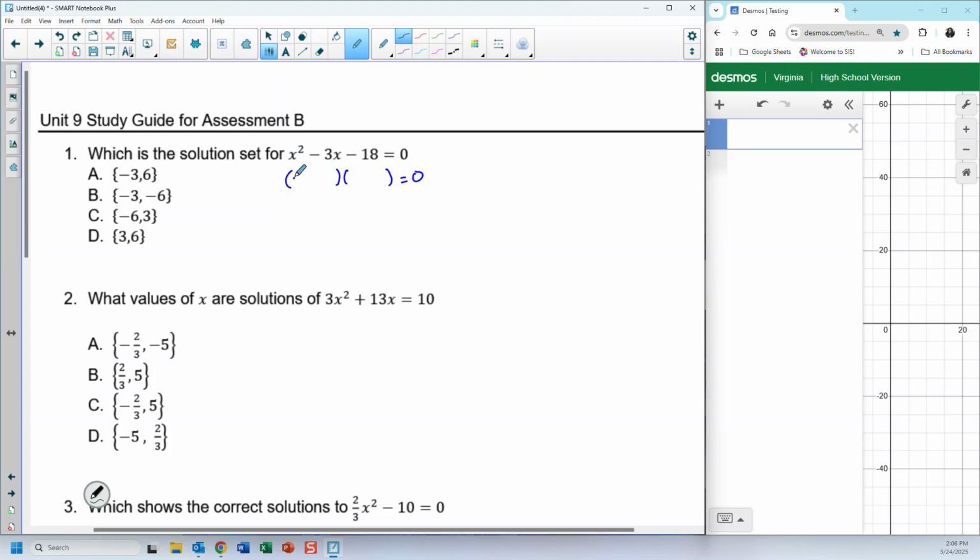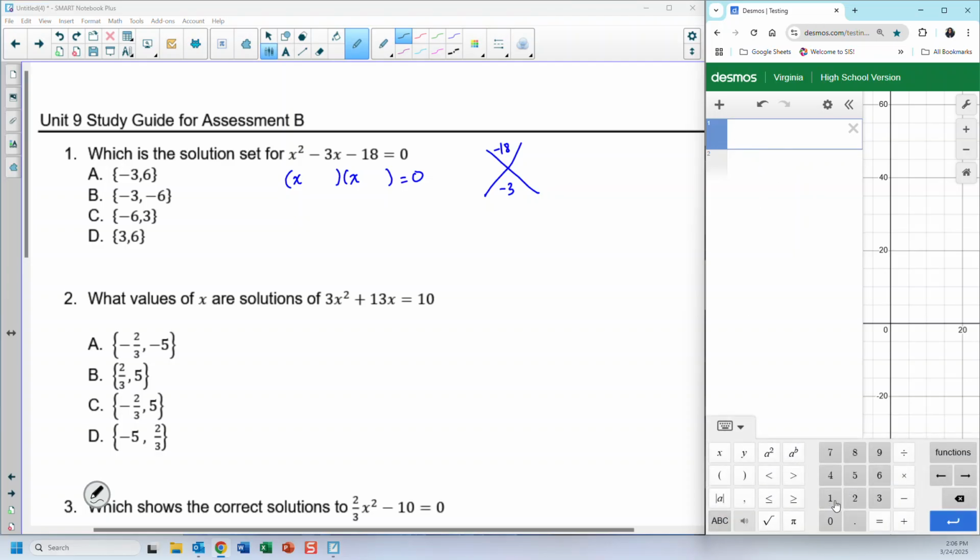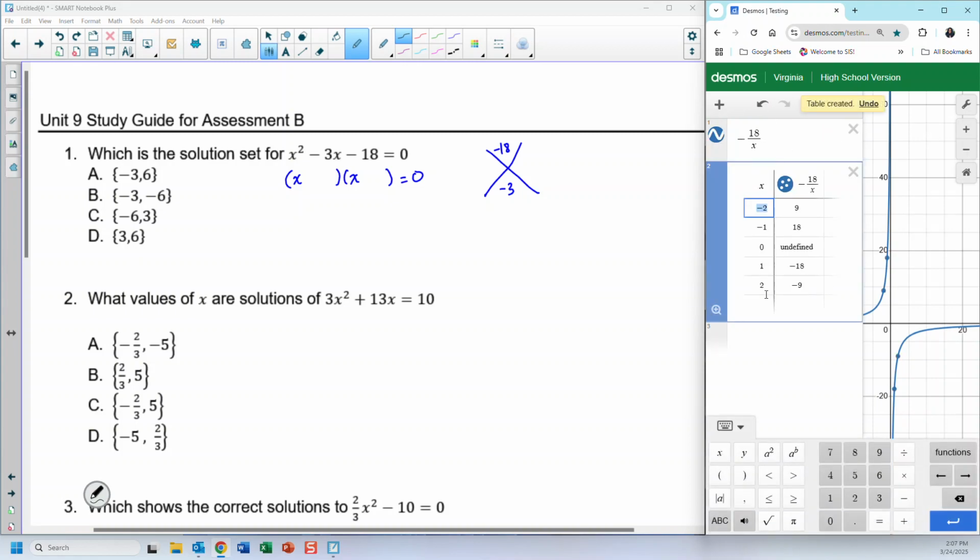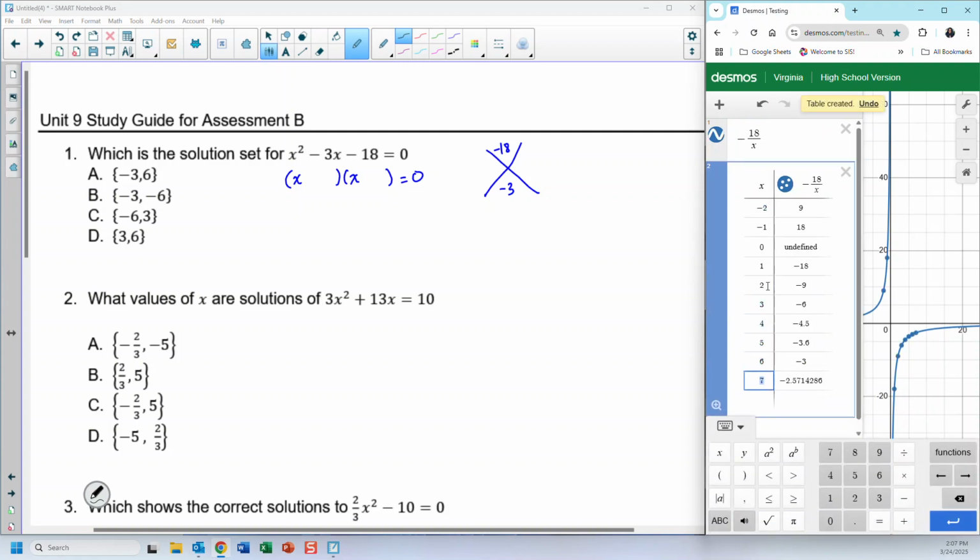Since this looks like a pretty easy factoring because it doesn't have a number in the front here, I'm looking for two numbers that multiply together to give me negative 18. At the same time, the same two numbers have to add up to negative 3. So let's see, I'll just go ahead and plug negative 18 here and then start looking for some factors of negative 18, and then I'm trying to see what two numbers added together give me negative 3.